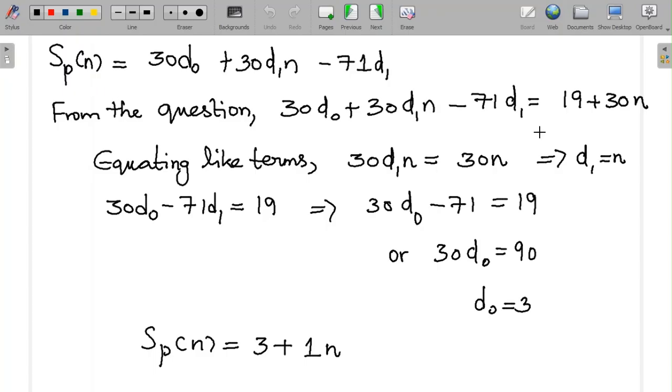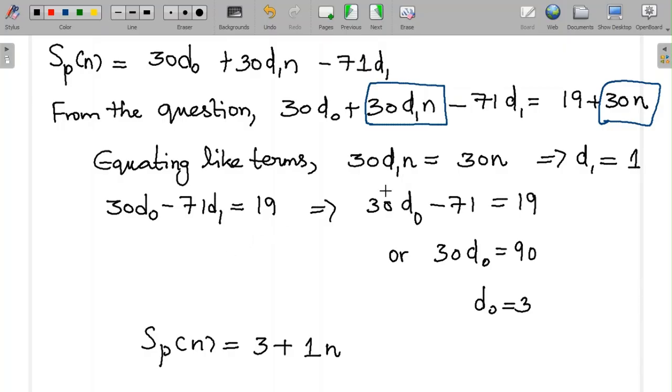From the question, this actually simplifies down to 19 plus 30n. So equating the like terms, the terms which have n's in them, we see that 30 d1n is the same as 30n, which clearly indicates that d1 is equal to 1, because if you equate the coefficients of the n terms, we see that d1 is equal to 1.